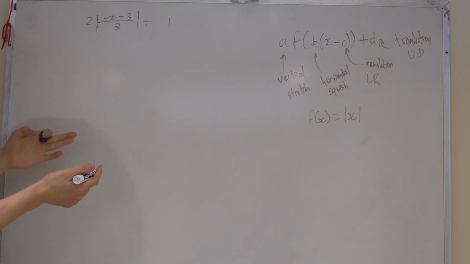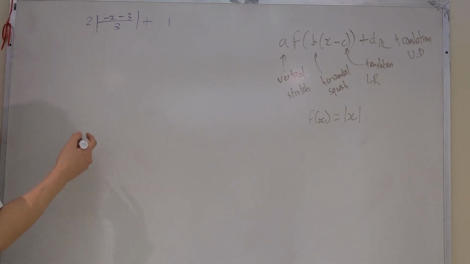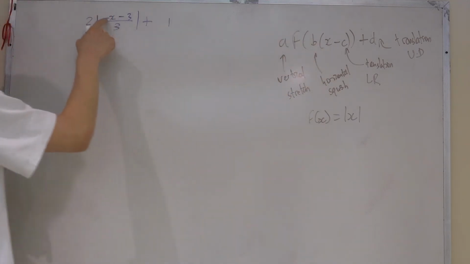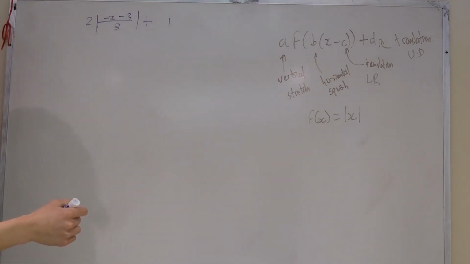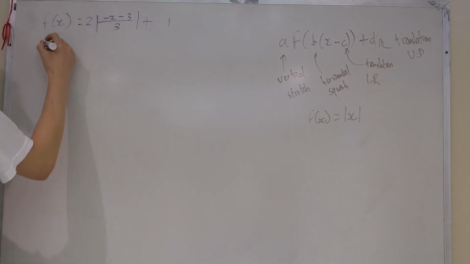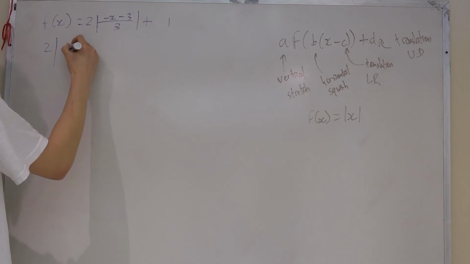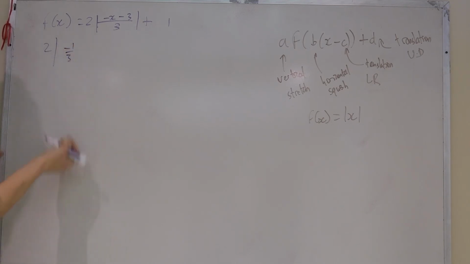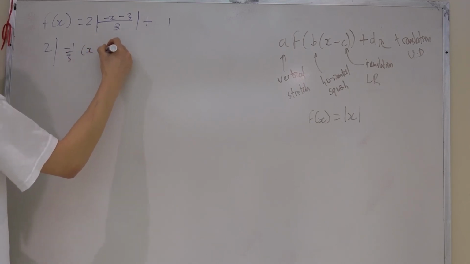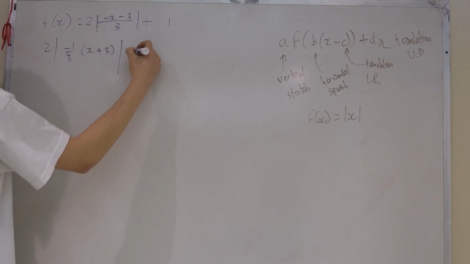It's definitely not 1/3, because if it was 1/3, then the x here is positive, but here x has a negative sign in front of it. So we need to deal with that somehow. So let's just change our function first. Okay. So what I'm going to do is bring out a factor of negative 1/3, and that just turns it into negative 1/3 times absolute value of x plus 3, plus 1.